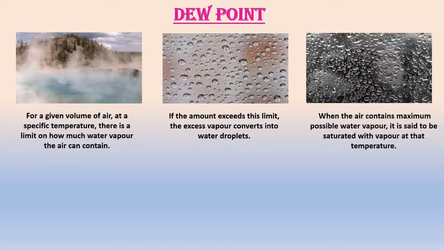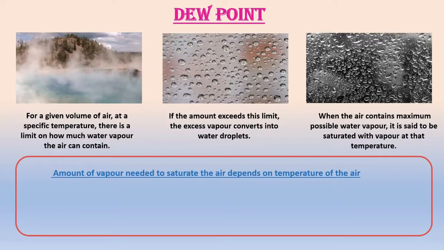Now when the air contains the maximum possible water vapor, it is said to be saturated with vapor at that temperature. So for a specific temperature, if the air contains the maximum possible water vapor, too much in excess, then we say that it has been saturated with vapor. It can't contain more water vapor at that temperature.